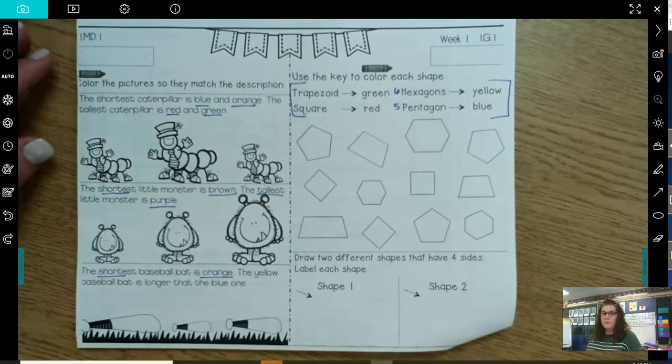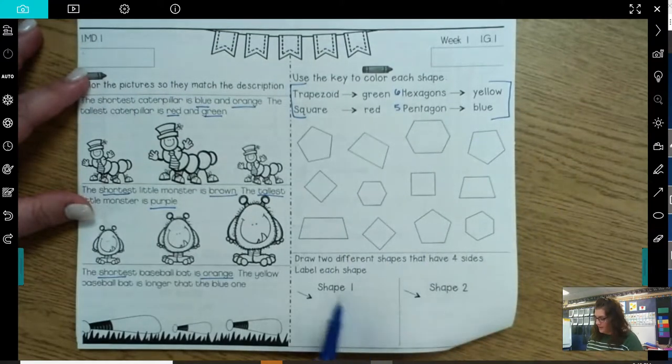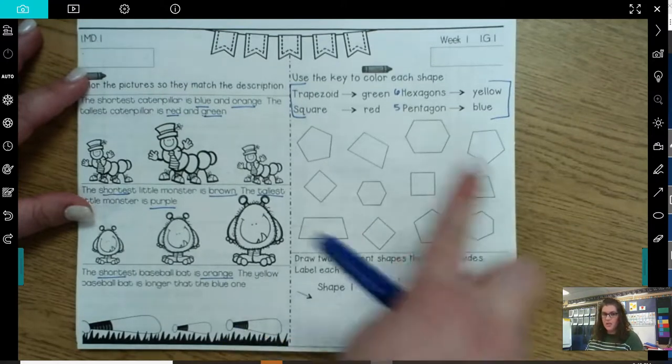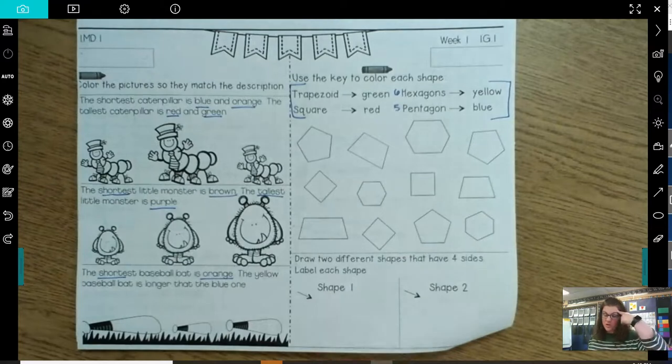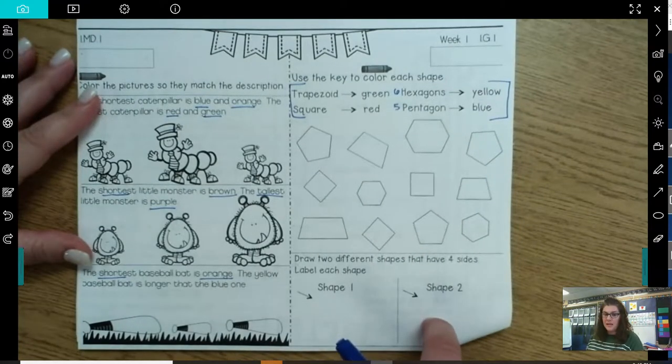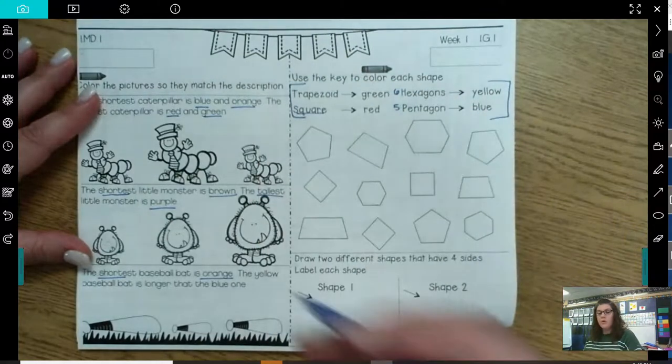Okay, if you're back with me, that tells me you have all of the shapes colored. Now, finally, it asks us to draw 2 different shapes that have 4 sides. Label each shape. So pick 2 shapes. They can be shapes on here or a shape that you remember in your super smart brain. Draw that shape and label it, meaning you're going to write if it's a square or if it's a rectangle or if it's a circle.